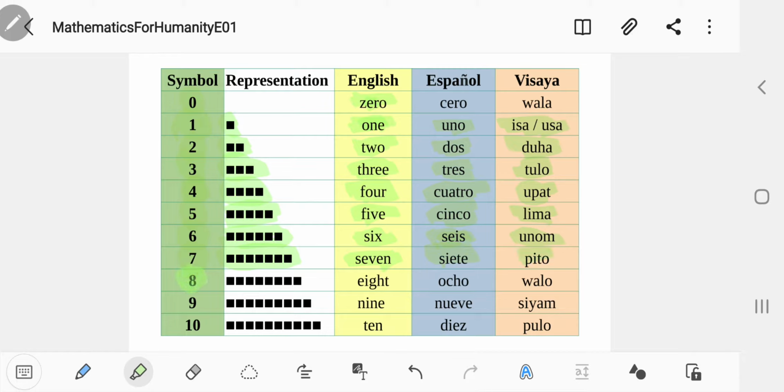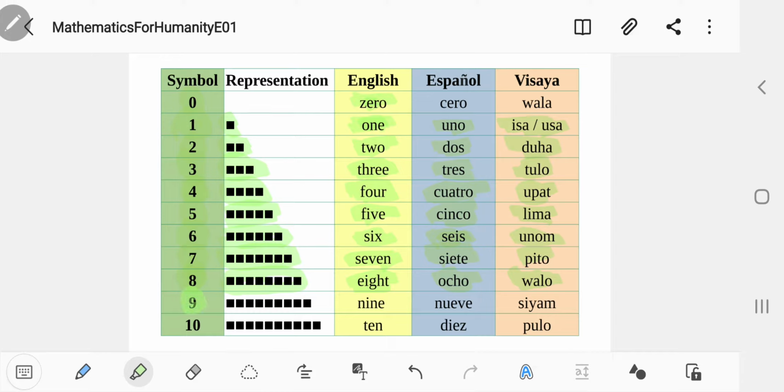And then you have this symbol for the number 8. And you have this figure, object representations of the number 8. You have 8 black boxes also. And this one in English is 8. That's the spelling of 8. And then in Espanol, ocho, walo, sa Bisaya.